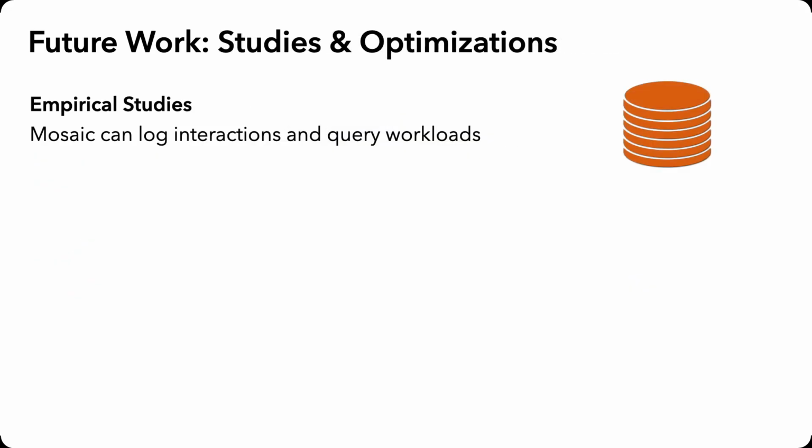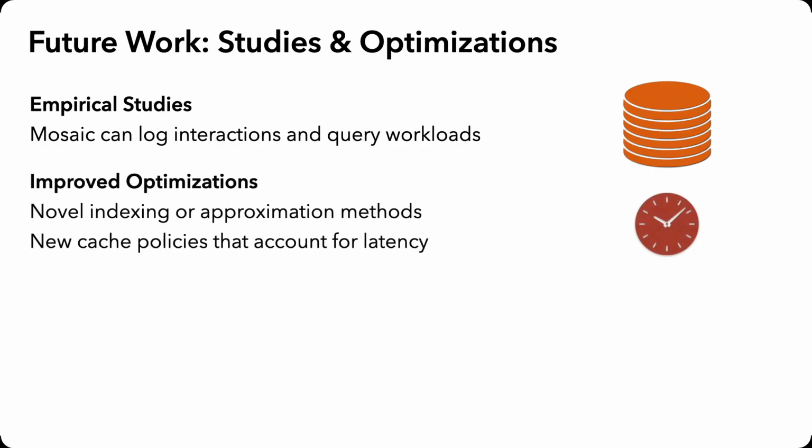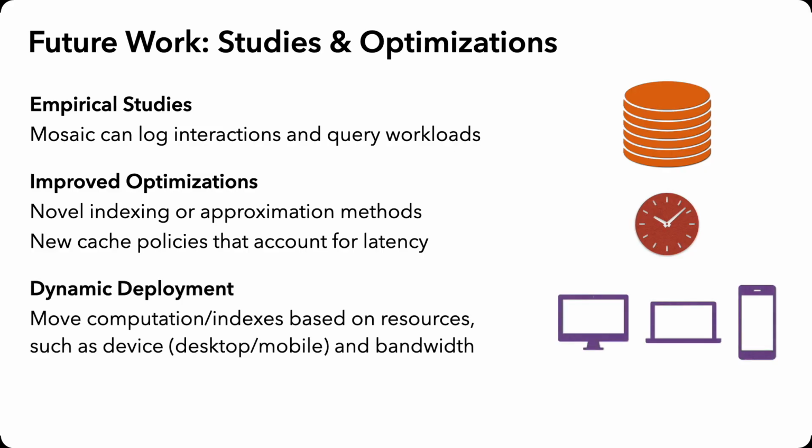Mosaic also opens up multiple future research directions. Mosaic includes logging mechanisms that can be used for empirical studies of user behavior and query workloads. And the results can inform new optimizations, such as novel indexing or approximation techniques, or cache eviction policies that explicitly account for latency. And by mediating between client requests and query evaluation, Mosaic could support dynamic deployments in which computation and indices are moved between server and clients based on available resources.